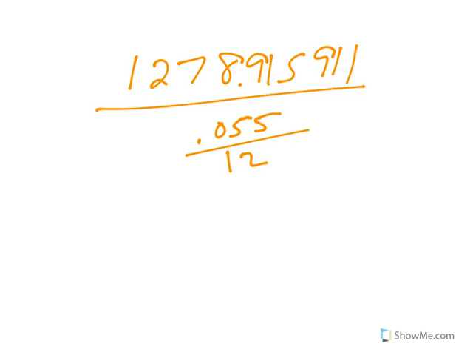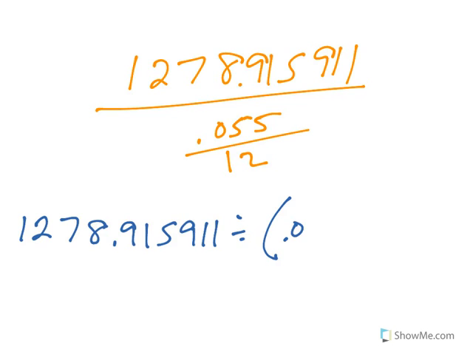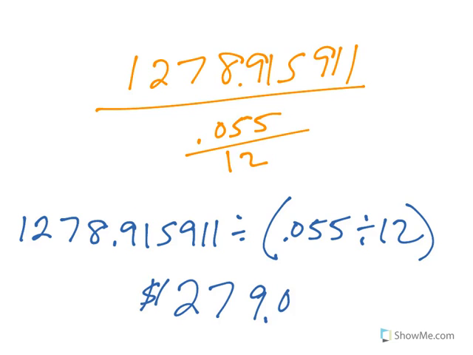At this point, we should be able to type this in all at one time. So we would take 1278.915911 divided by parenthesis 0.055 divided by 12. That should also give you the answer that we had earlier, which is $279,036.20. So no matter which way you do it, you get the same answer.